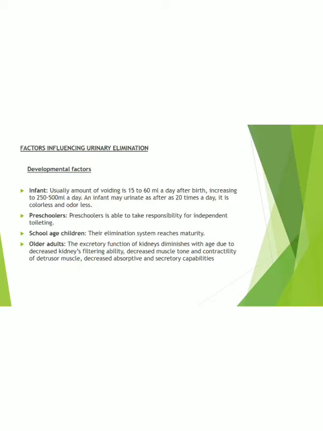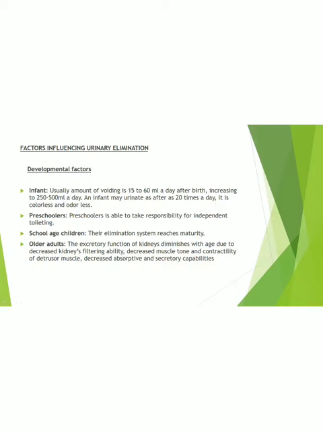First we'll see the infant. Usually when we are small, the amount of urine is different from when we are older. In an infant, usually the amount of voiding is 15 to 60 ml a day after birth, increasing to 250 to 500 ml a day. An infant may urinate as many as 20 times a day. It is colorless and odorless.